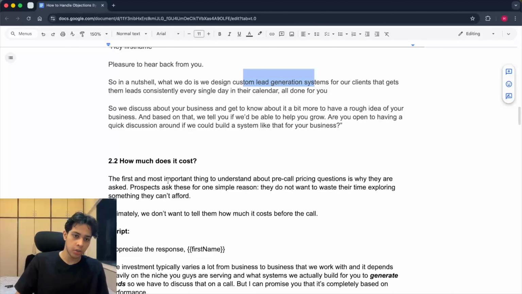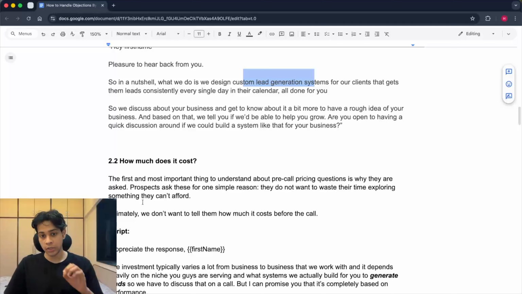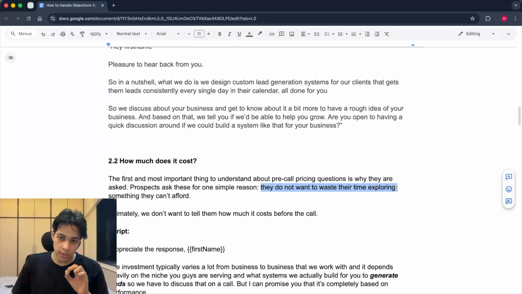How much does it cost? Okay, first and the most important thing to understand about pre-call pricing questions is why they are being asked. Okay, bro? So if someone asks you about the price, it's simply for this reason. They do not want to waste their time exploring something they cannot afford. That's it. Okay? So ultimately, we don't want to tell them how much it costs before the call, because if you tell them, they'd just be like, "No, man, I'm good."